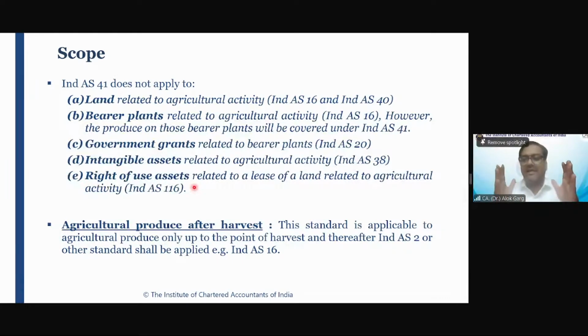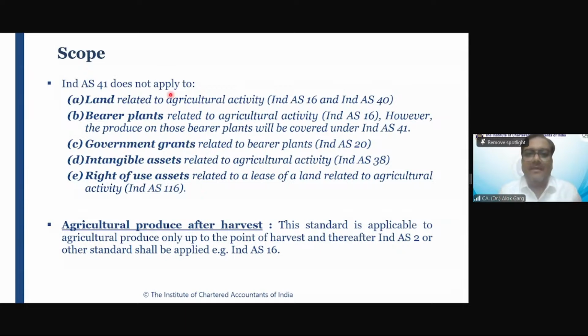right? So at the point of harvest, the accounting has to happen as per Ind AS 41. But once it is harvested, then subsequently it will become the inventory. It will be shifted from Ind AS 41 to Ind AS 2 inventory standard. Correct? Is that clear or not clear?